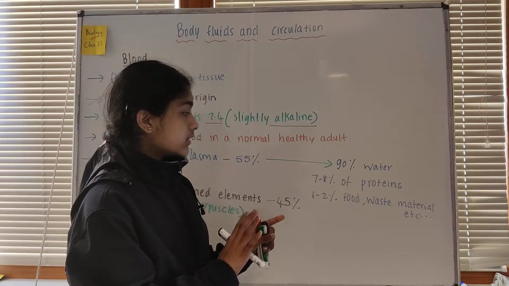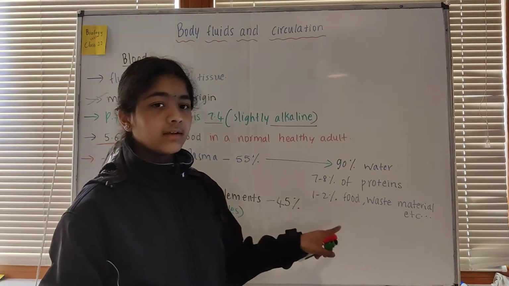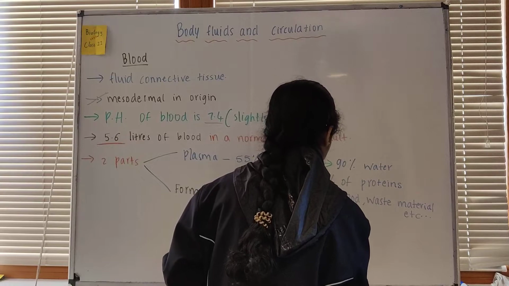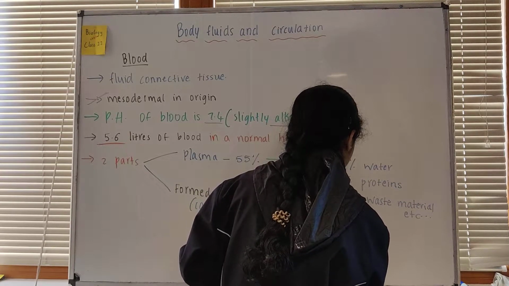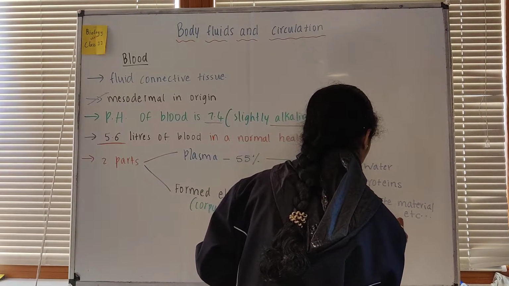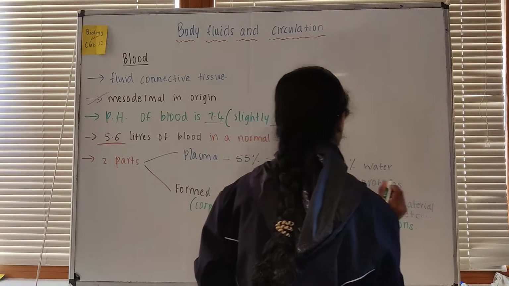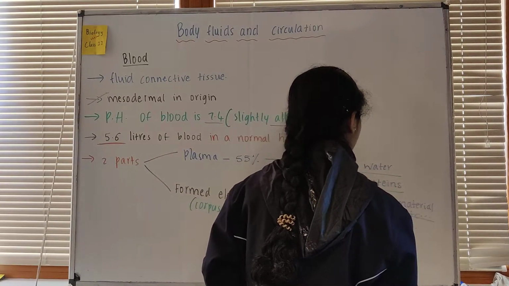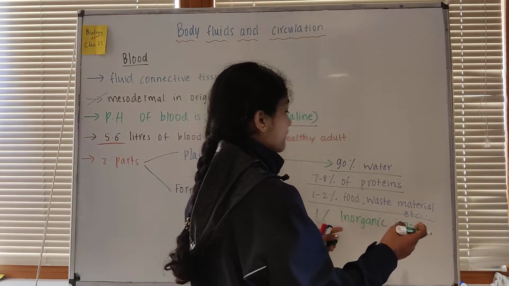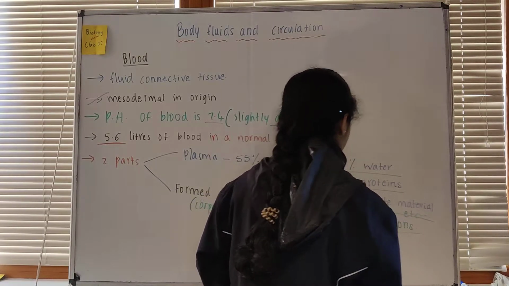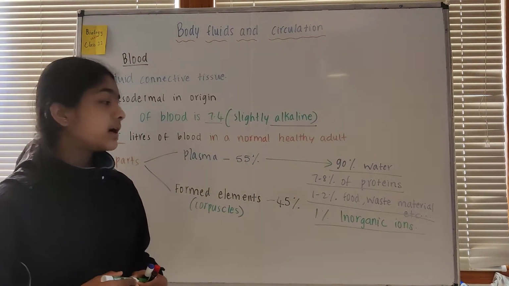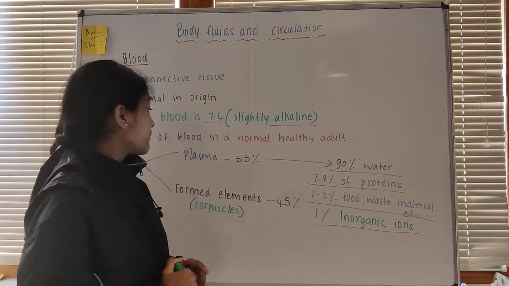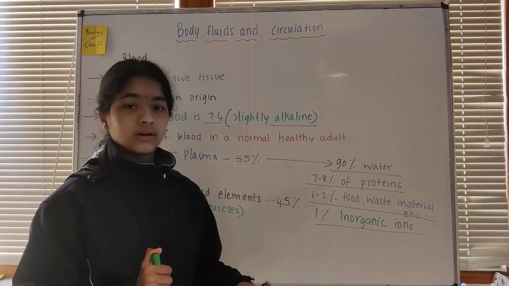So these are the different things that are present in the plasma. Also there is 1% for inorganic ions. So 90% water, 7 to 8% proteins, 1 to 2% other things like food material and waste material, and 1% inorganic ions. So the major part of the plasma is actually water. It makes up 90% of the plasma.